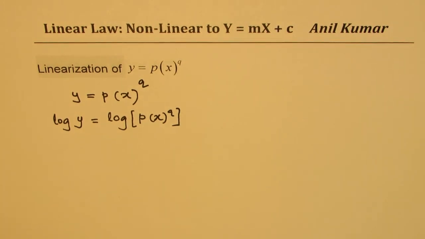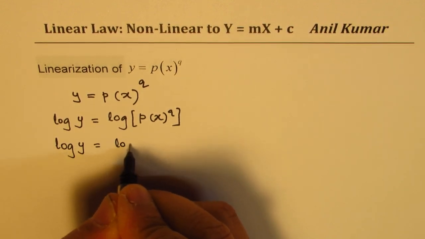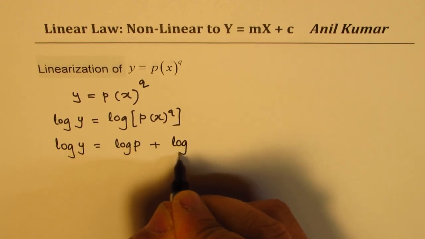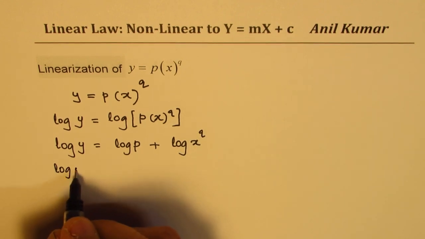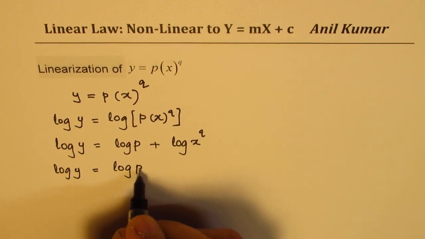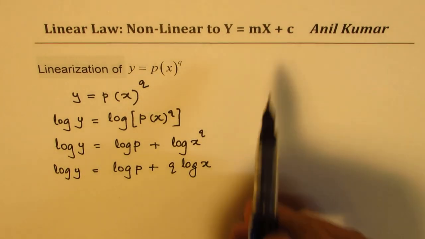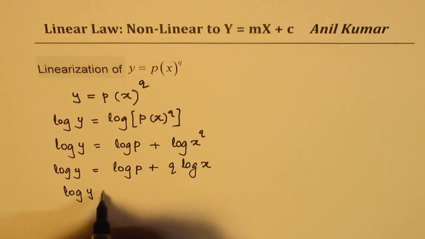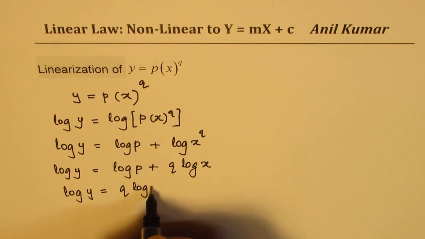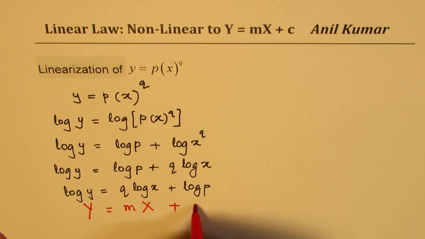Now, we'll apply the logarithmic laws. When you have a product, you can write it as a sum, right? So log of y is equal to log of p plus log of x to the power of q. Now we can apply the power rule, correct? So we get log of y equals log of p plus q times log of x. Now what we really need is that form, so I'll write the mx term first. So we can write this as log of y equals q times log of x plus log of p. Do you see this in the form of capital Y equals M capital X plus C?